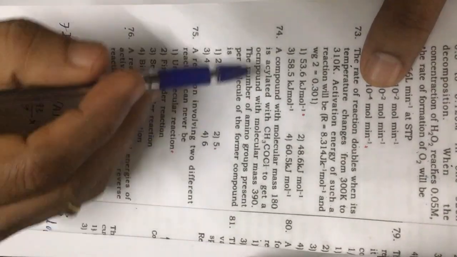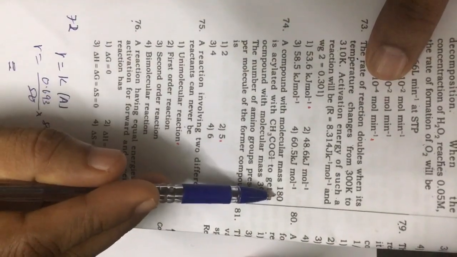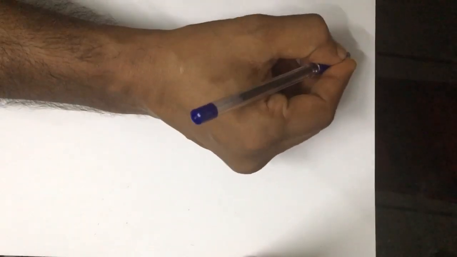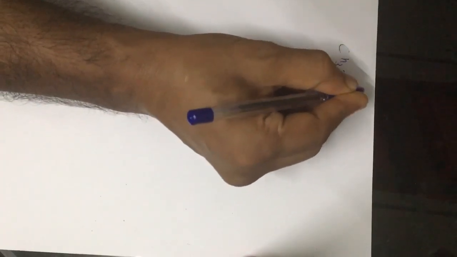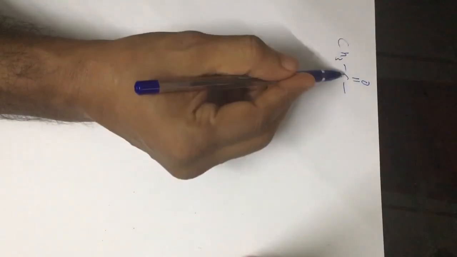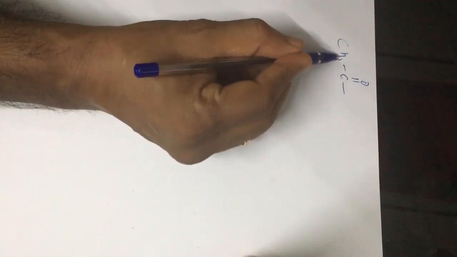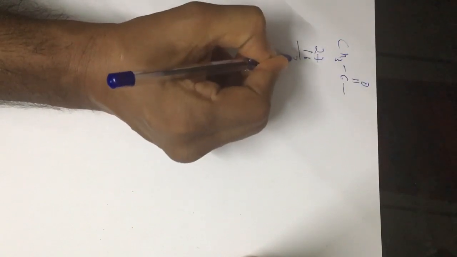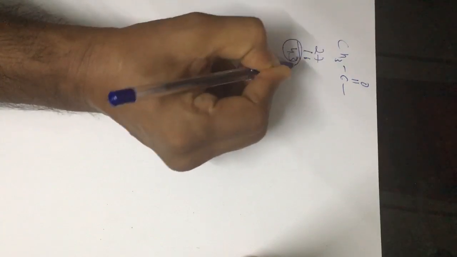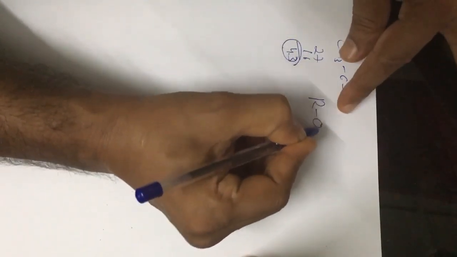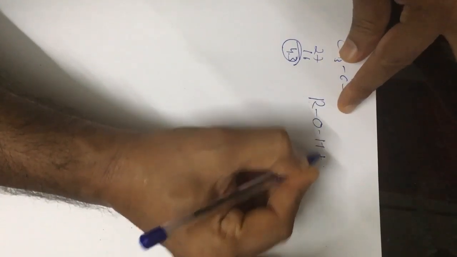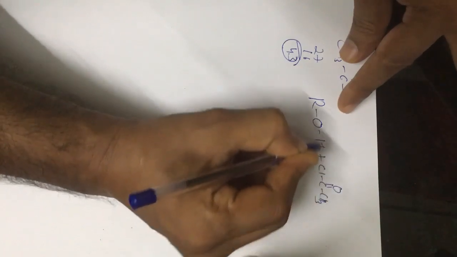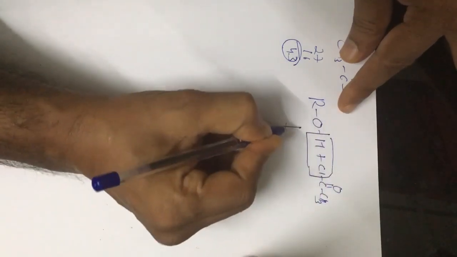Look at question number 74. A compound has molar mass 180. It is acylated with CH3COCl. Acylation is the introduction of a CH3CO group. Its mass is 24 plus 3, 27, plus 16, that is equal to 43. During the acylation process, the hydrogen of the alcoholic part gets substituted by the CH3CO. This is the removal of HCl, and this is acylation.